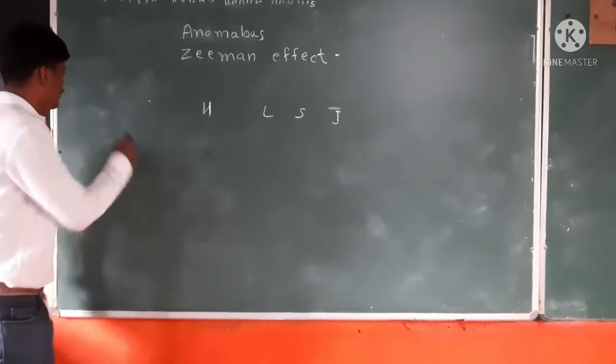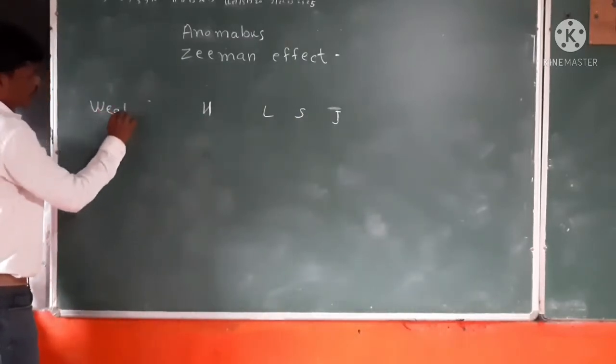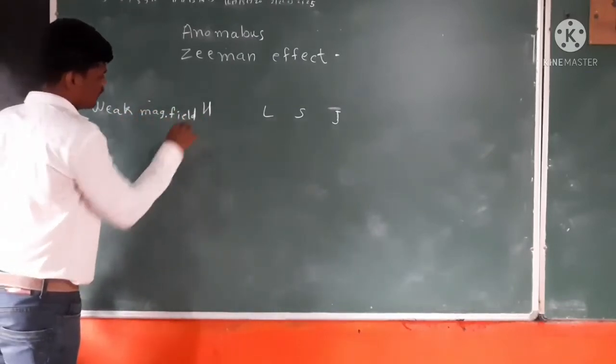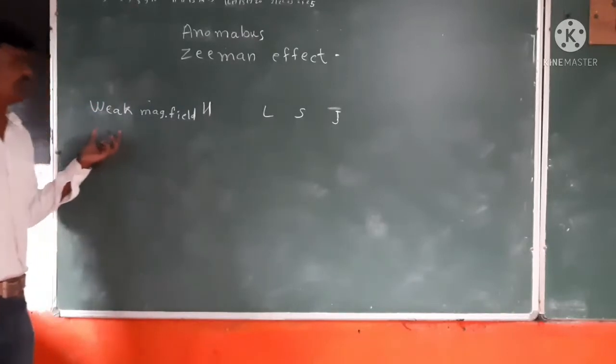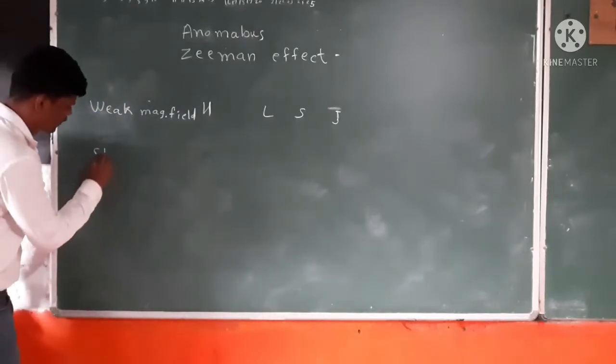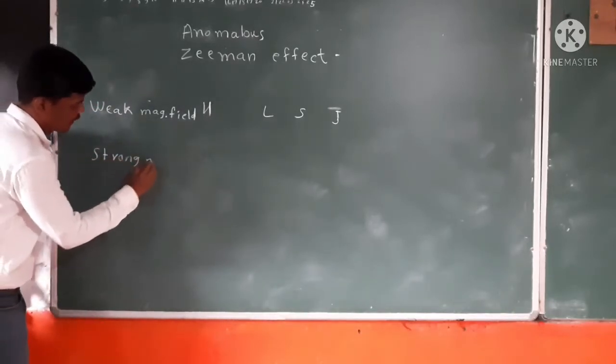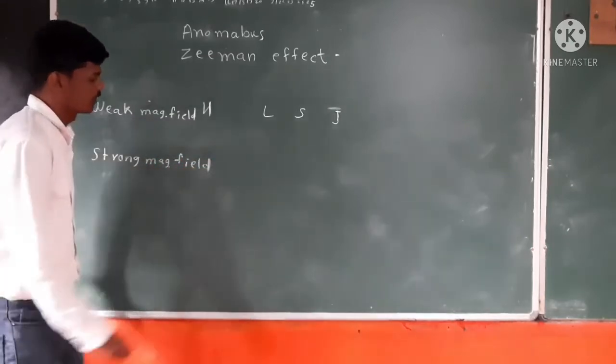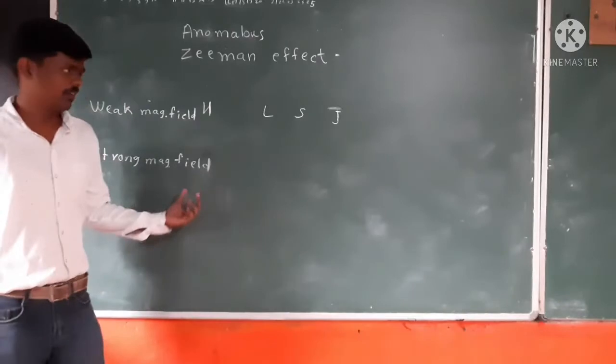Now this is in a weak magnetic field. Weak magnetic field, which is nothing but our Zeeman effect. But what happens when we apply strong magnetic field? In strong magnetic field, what happens?